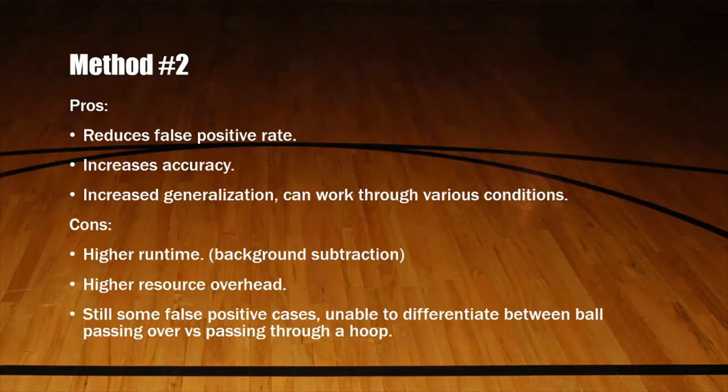There are still some false positive cases, when we are unable to differentiate whether a ball is passing over the hoop or passing through the hoop. So if it is passing over the hoop, it is also detected as a shot, but it is not a shot, it is a false shot. So this is the only drawback in our method two.